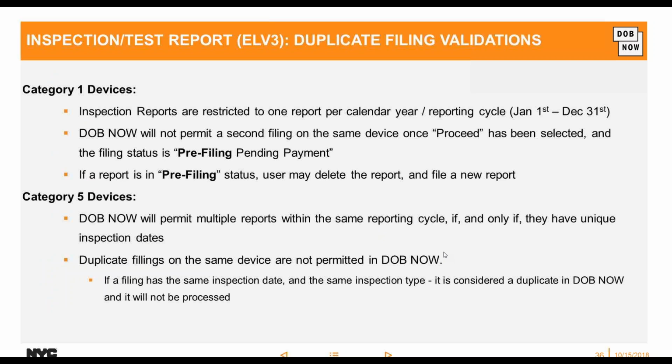And again, Category 1 devices, inspection reports are restricted to 1 report per calendar year, reporting cycle January 1st to December 31st. Category 5 devices, DOB NOW will permit multiple reports within the same reporting cycle if and only if they have unique inspection dates. Duplicate files on the same device are not permitted in DOB.